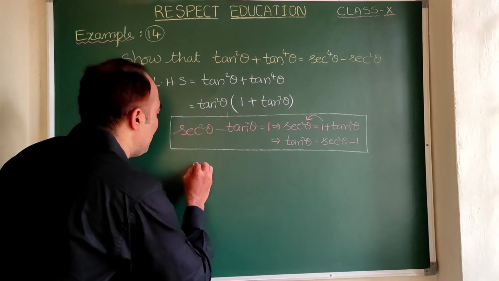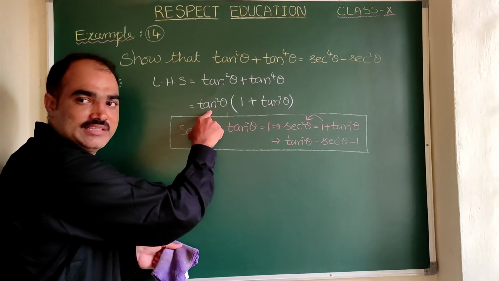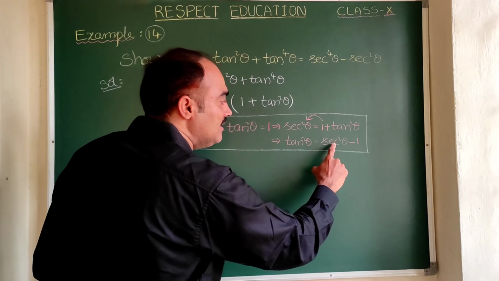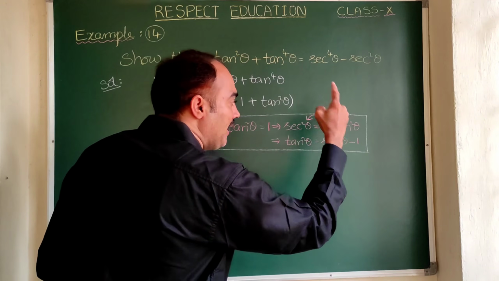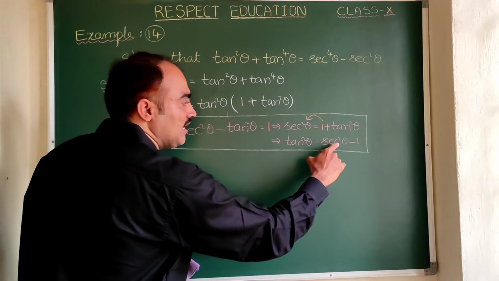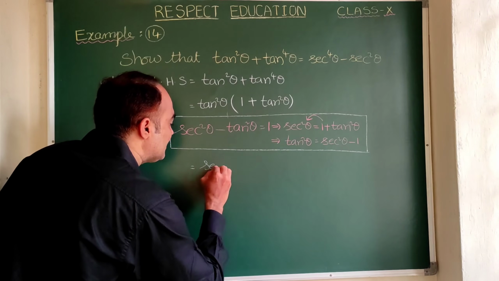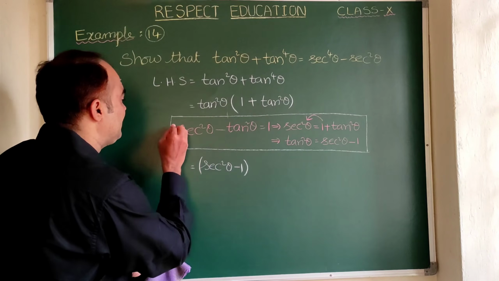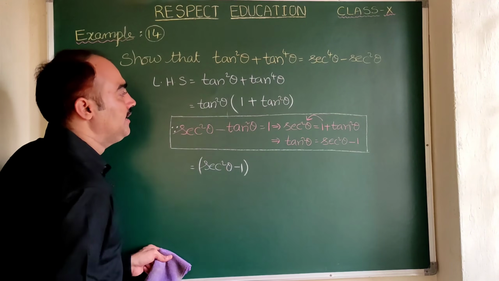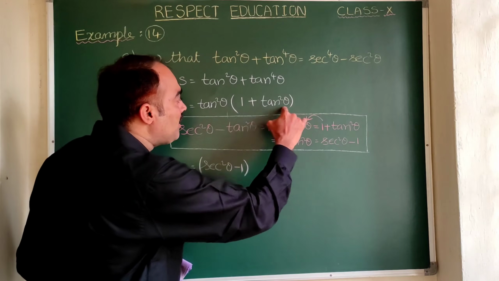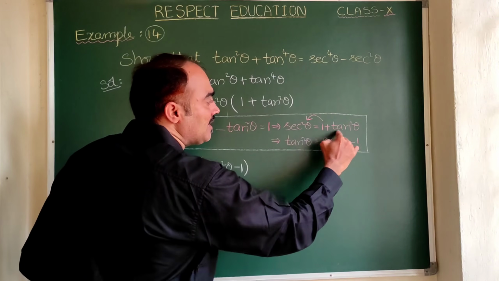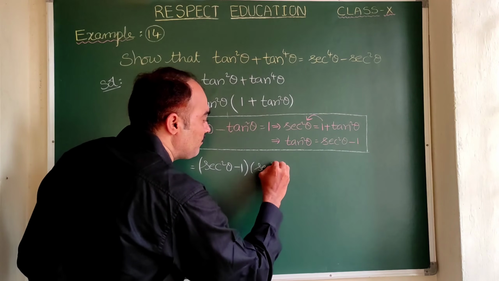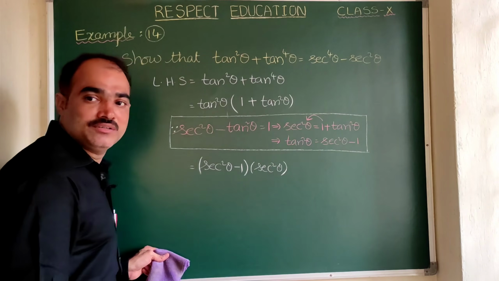Right. Now in place of tan square theta we are going to write secant square theta minus 1 into, since I am keeping the multiplication here, in place of 1 plus tan square theta, what can be written? Secant square theta. Only secant square theta. Is there any doubt? No, sir.